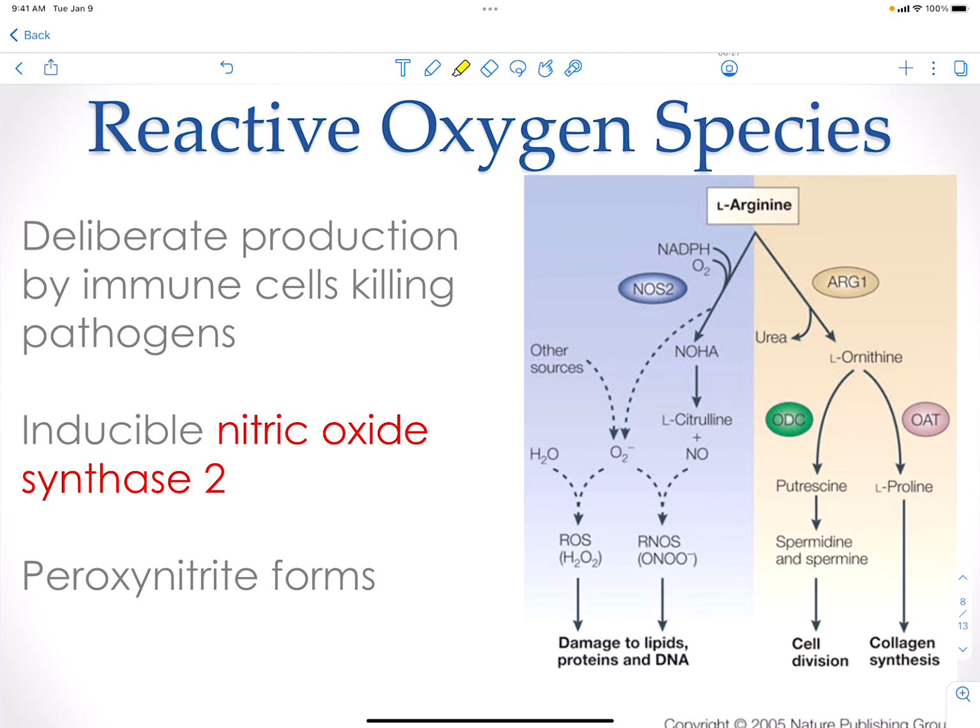Now, there are some reactive oxygen species that are made deliberately, and this is by the immune system. The immune system has inducible nitric oxide synthase 2, and it's going to form different radical oxygen species. And so we're going to form, again, our radical oxygen, and then this is going to form either hydrogen peroxide, or it's going to form a radical nitrogen oxygen species, which can damage lipids, proteins, and DNA of our microbes.